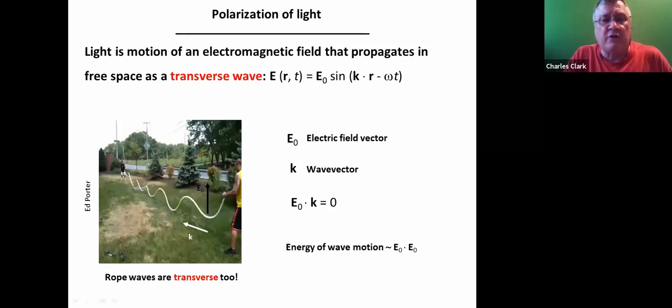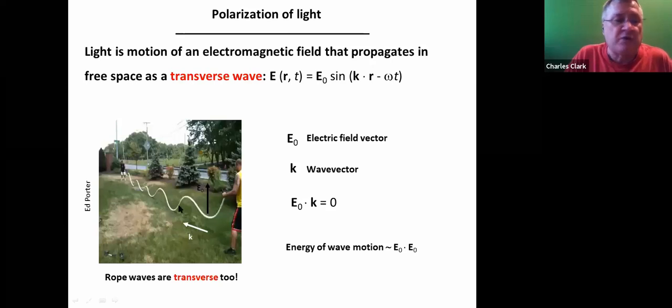And what characterizes them? Well, let's see. We already talked about the wave vector here. That's the direction of propagation. We have these two individuals making wave motion in a suspended rope. I'm sure you've done this when you were kids. You can make waves that go back and forth. And so the waves are propagating along the axis, the wave vector axis shown by the vector K.